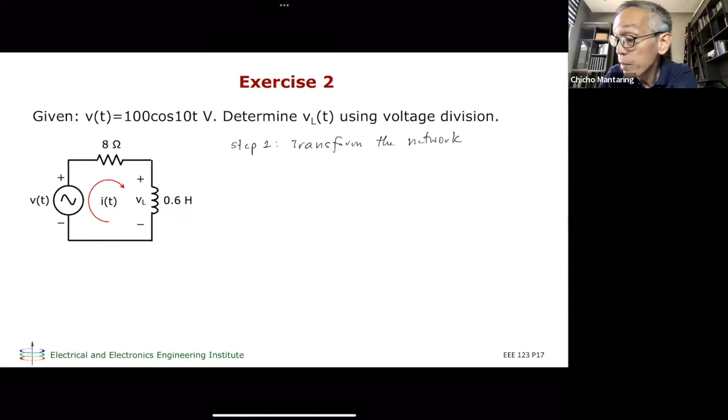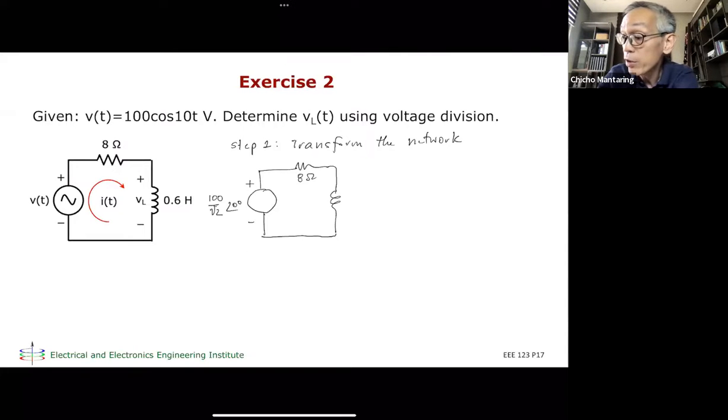Okay, so what will our source be? Our source is going to be 100 over the square root of 2 at an angle 0 degrees. And then this is going to be 8 ohms. Okay, omega is equal to 10. So this, this is omega, so this is the same. So this is j6 ohms.